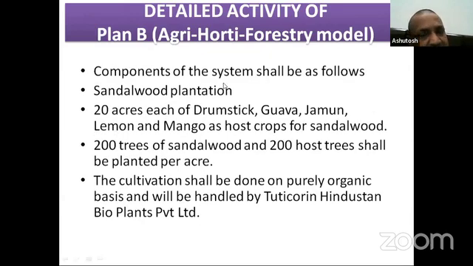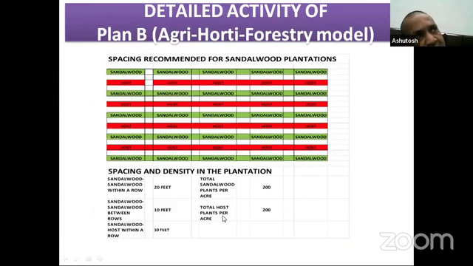So suppose you have 100 acres of land, the complete 100 acres will be converted into sandalwood plantation, along with 20 acres of drumstick, 20 acres of guava, and then lemon, jamun, mango. These are the horticultural crops which can be used as host for sandalwood. So totally we can have very good returns by using perennial trees as the host for sandalwood.